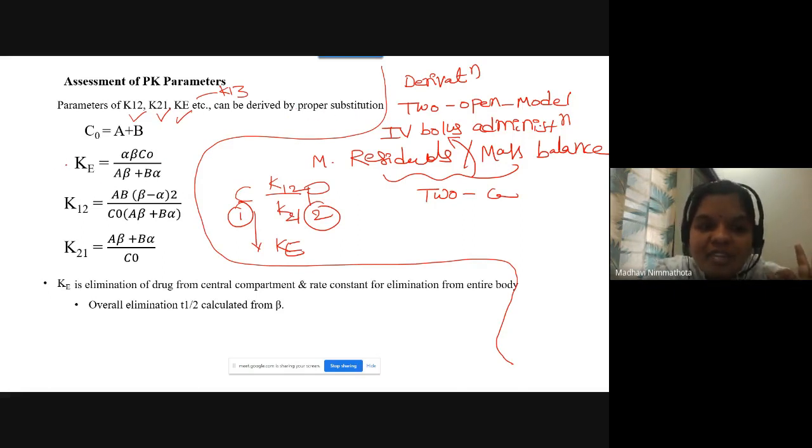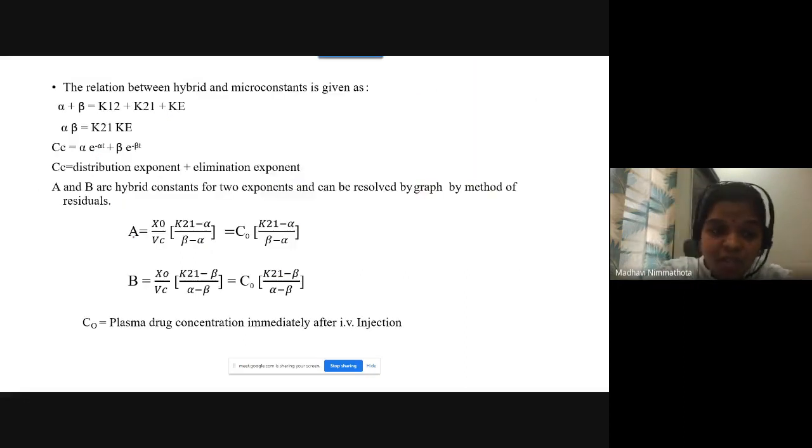So these three equations are written directly. There is no derivation part. So how can you remember these three equations? See, previously we derived this equation from our method of residuals. In that we had two types of hybrid constants, those are capital A and capital B. These two are called hybrids.